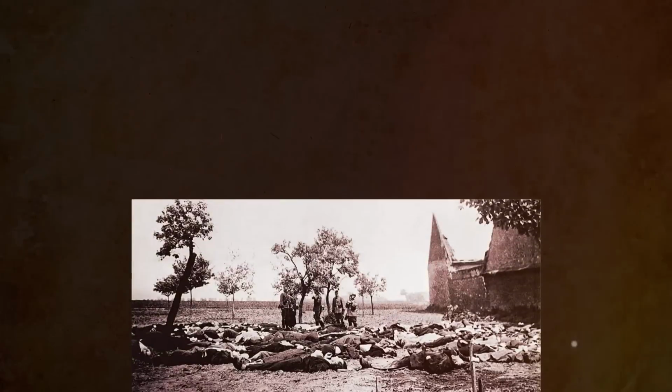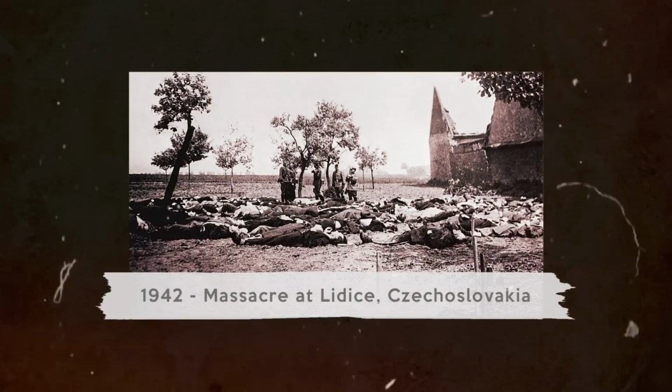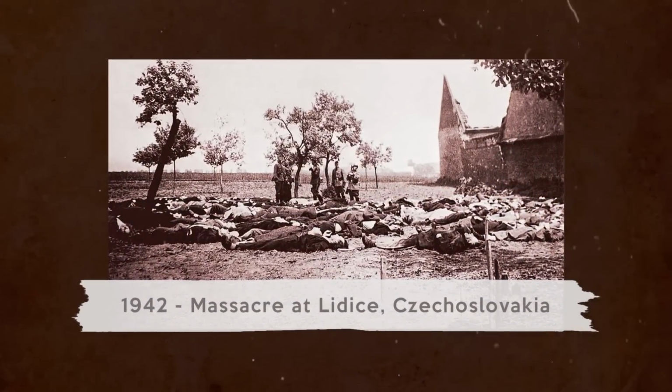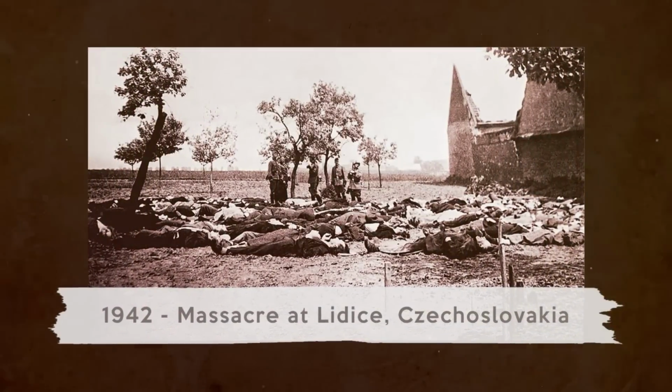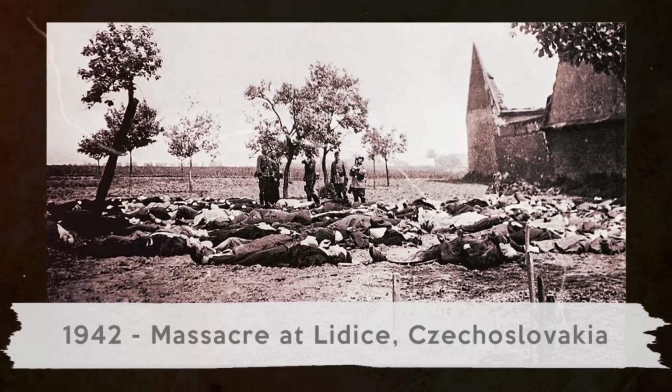Let's watch. 1942, Massacre at Lidice, Czechoslovakia. In June 1942, Nazis massacred the entire population of Lidice, Czechoslovakia, as revenge for the assassination of Reinhard Heydrich.